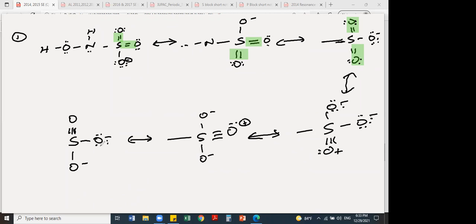Whenever oxygen is connected to the central atom with a single bond, what? Oxygen carries a negative charge. Whenever oxygen is linked to the central atom with a triple bond, oxygen carries a plus charge. Please copy that down in a short notebook.